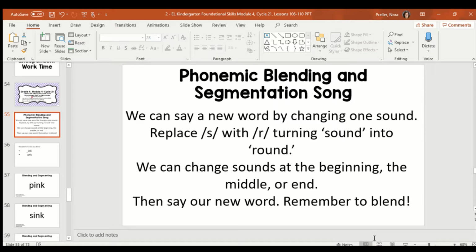Here's our phonemic blending and segmenting song. Sing it with me if you know it. We can say a new word by changing one sound. Replace s with r, turning sound into round. We can change sounds at the beginning, middle, or end. Then say our new word, remember to blend.